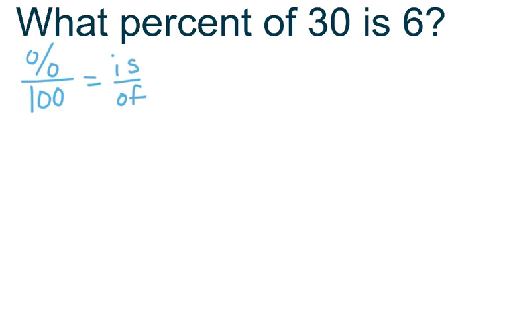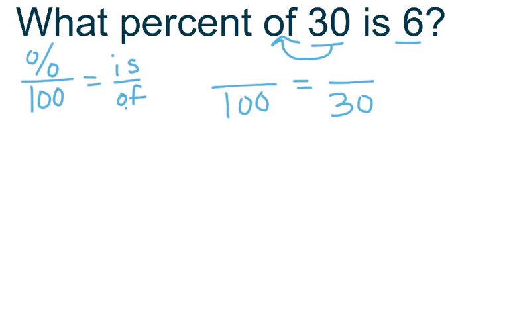What percent of 30 is 6? Always going to put 100 here. And then I'm going to scan my problem. I have a 30 and a 6. 30 follows of. Remember, of goes on the bottom, so 30 goes on the bottom. Look at 6. It follows the word is. Is goes on the top, so 6 is here. X is here. I would then find cross products and find out what X is.